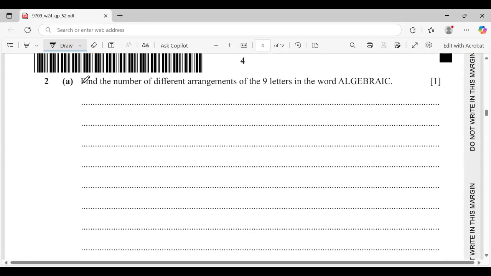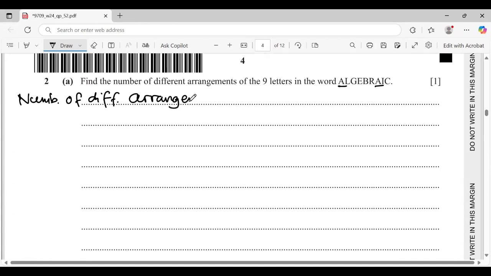Number 2. Find the number of different arrangements of the 9 letters in the word algebraic. Right, if you look at this word algebraic, there are 2 letters A. So the number of different arrangements equals 9 factorial over 2 factorial.